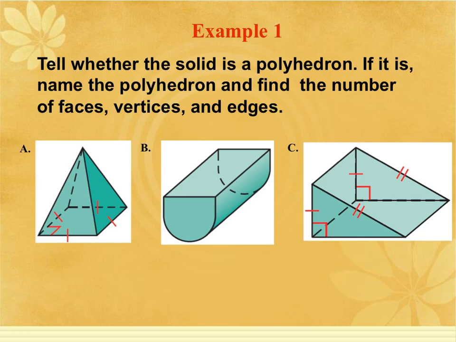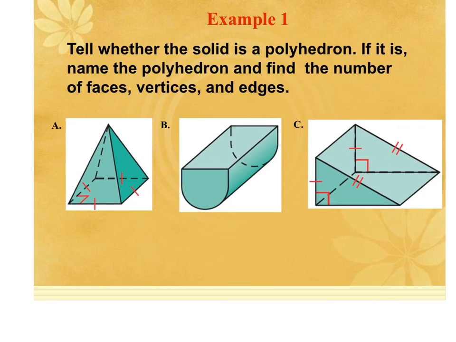Next, they're asking us to identify to see if this solid is a polyhedron. If it is, they want us to name it. Then we want to find the number of faces, vertices, and edges. So let's first see if figure A is a polyhedron. Notice there are no curved sides. So yes, this would be a polyhedron.